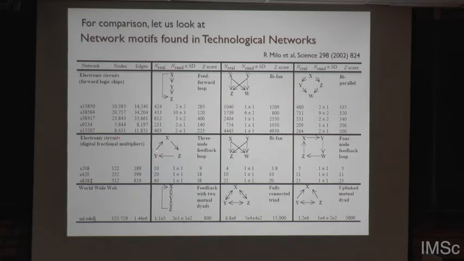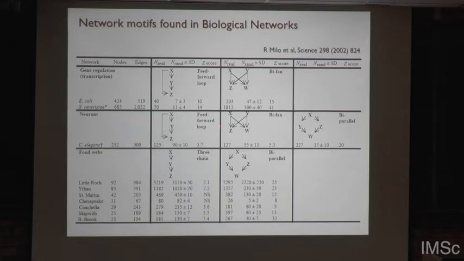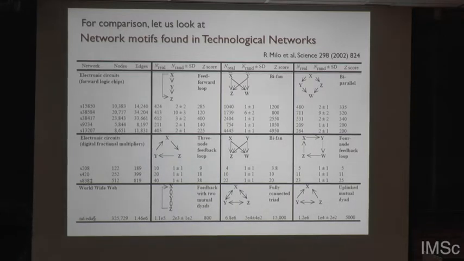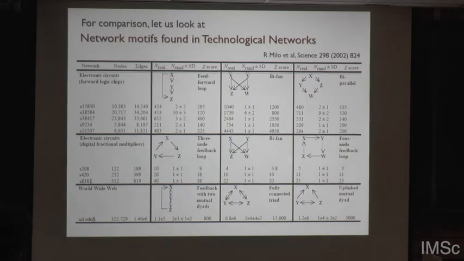So for example, electronic circuits, the World Wide Web, and so on. And interestingly, they found that the feed-forward loop, which was found very commonly in the case of neural networks and gene regulation, also occurs in the case of forward logic chips. So you could infer from this that there's something fundamental about the feed-forward loop which makes it very suitable for networks which process information, because that's what these two networks have in common with each other and with these kinds of man-made circuits. And that's essentially what Alon's group eventually tried to do.